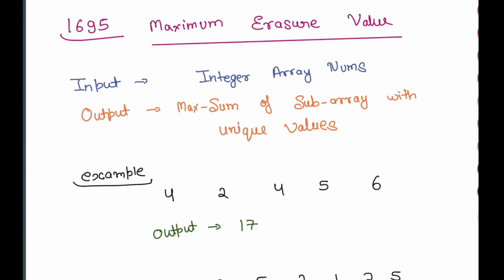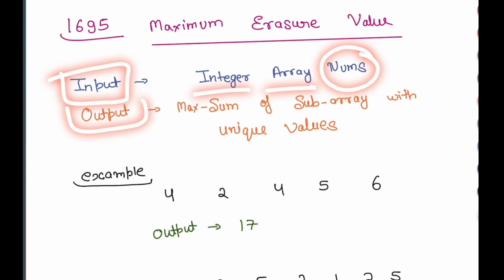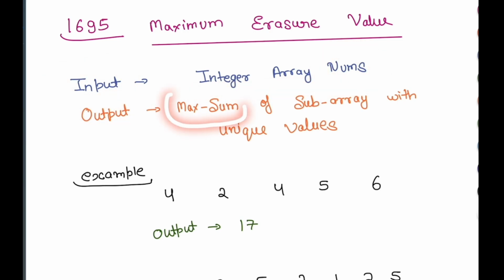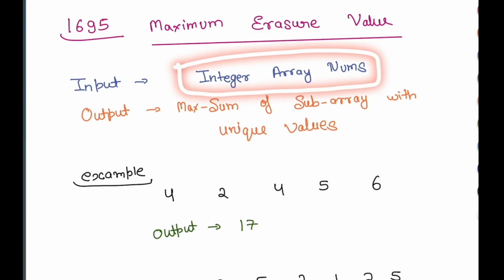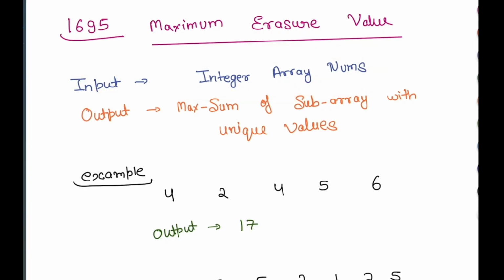Now, the input given in the problem is an integer array nums, and the output we need to give is the maximum sum we can have for a particular subarray in our integer array nums with unique values. Now you might have read a different thing in the question. The question says that you are given an array of positive integers nums, we know about it in the input, and we want to erase a subarray containing unique elements.